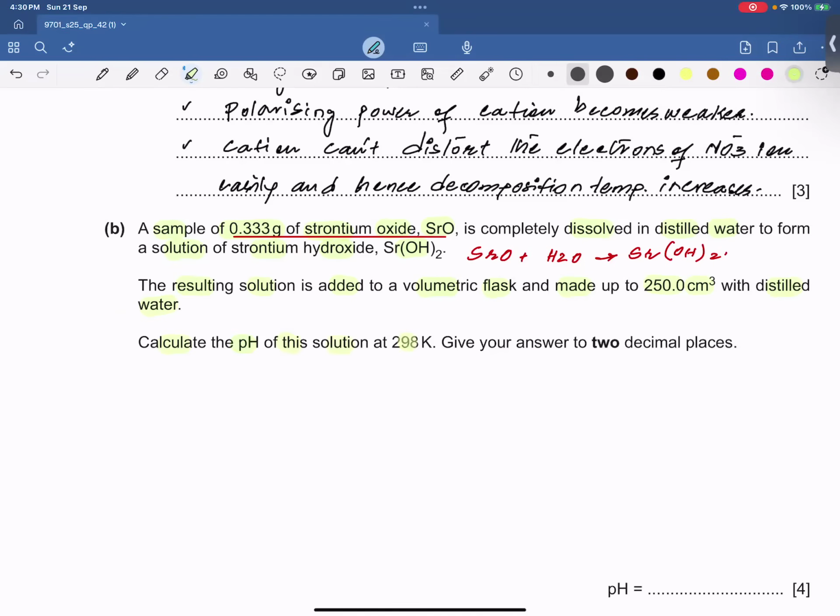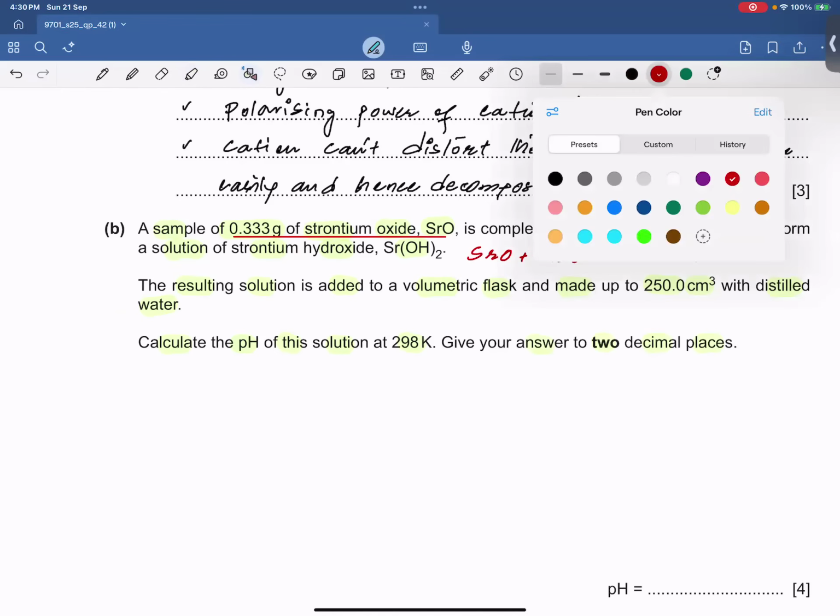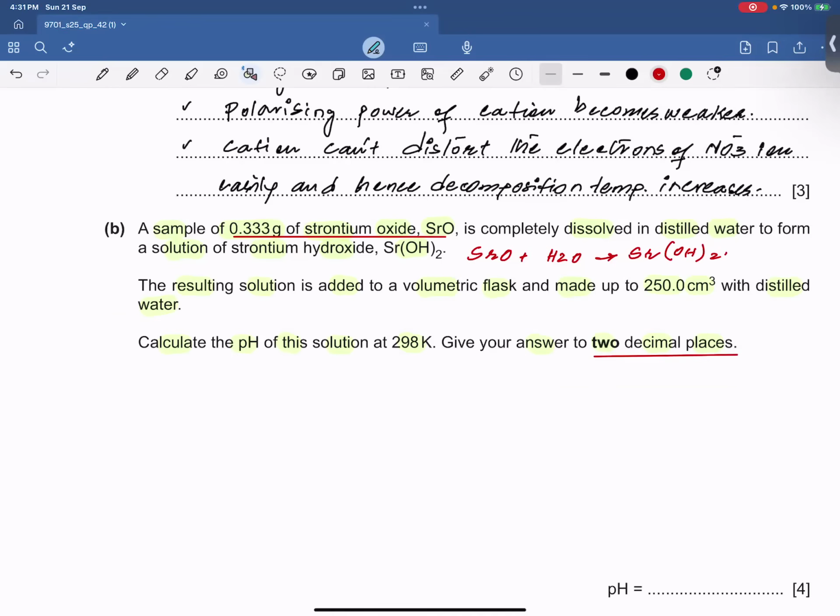Calculate the pH of the solution at 298 Kelvin. Give your answer to 2 decimal places. All right. So the examiner is looking for the answer up to 2 decimal places. So what we can do here is, first of all, we need to find out the Mr of strontium oxide. Strontium has a relative atomic mass of 87.6, and oxygen has a mass of 16. When you add these two values, you will get 103.6.